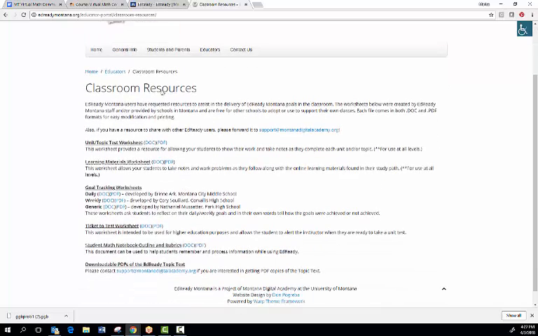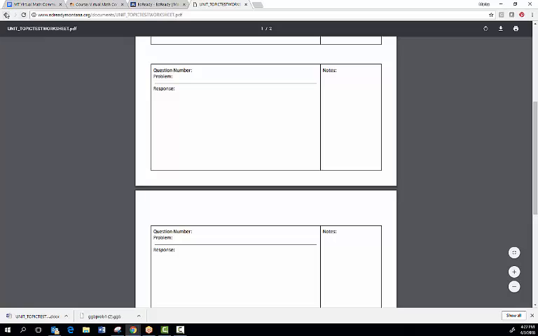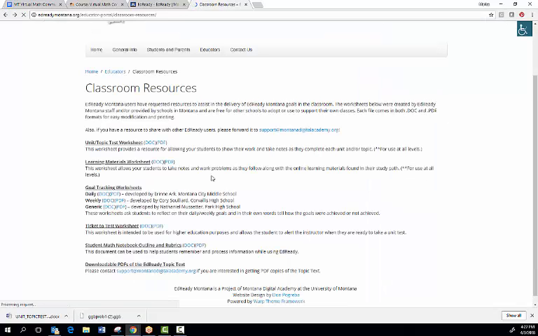And then they have also collected some of these best practices from different teachers that use EdReady. For example, there's a topic worksheet that you can have in front of everything, a template of what students are working on: question number, response, notes. You can just print these out and they're ready to go, so students can work on that. They have weekly goal trackers and things.